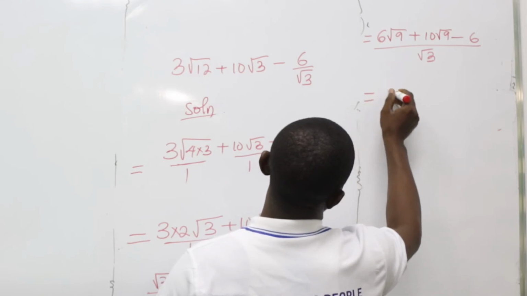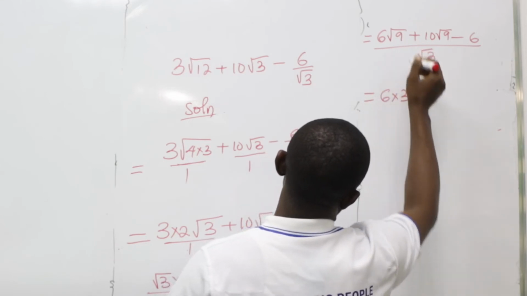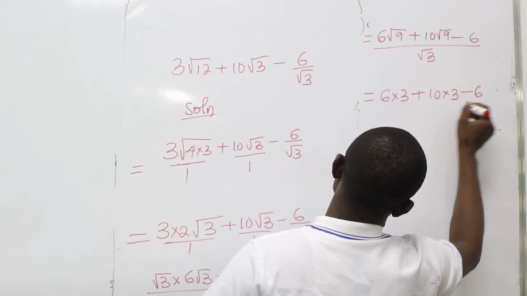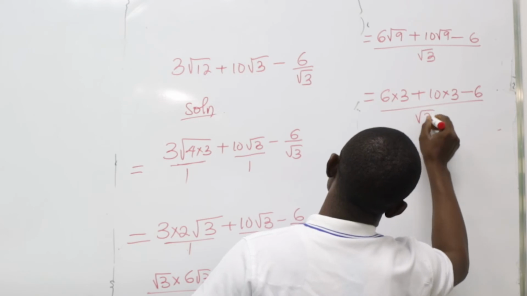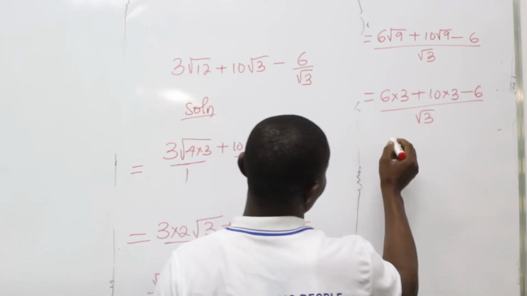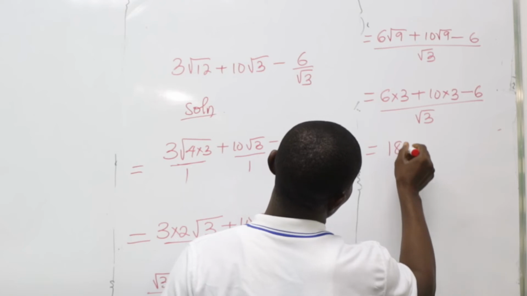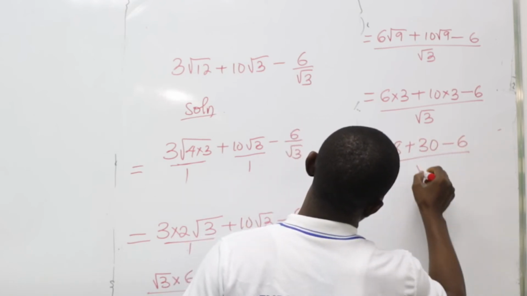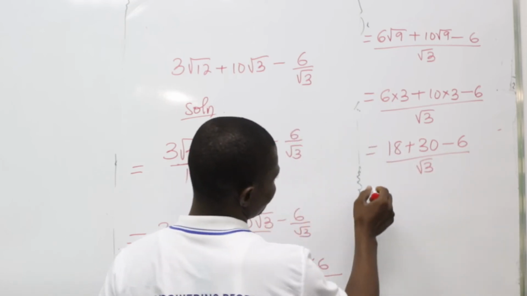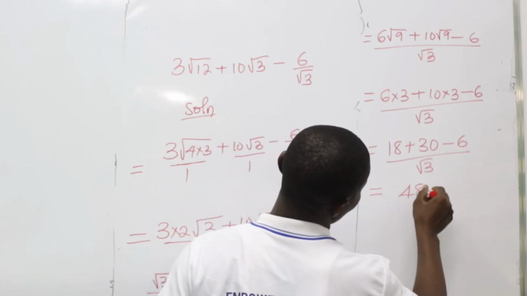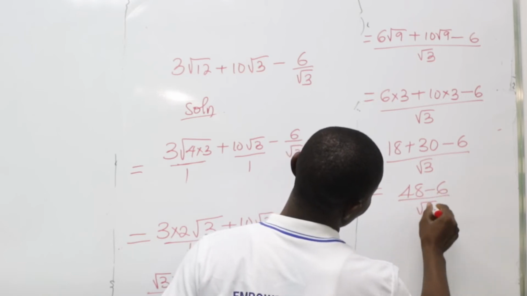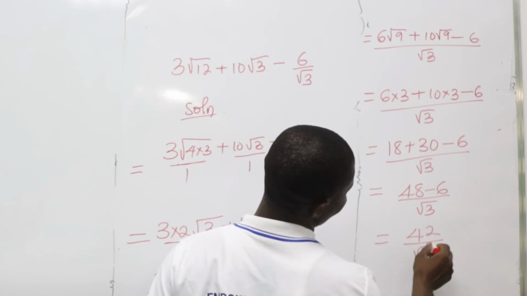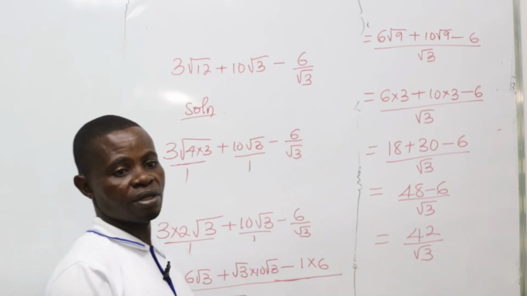This will give us 6 times 3, which is the square root of 9, plus 10 times 3, square root of 9 minus 6, divided by root 3. 6 times 3 is 18, plus 10 times 3, which is 30 minus 6, all over root 3. This will give us 48 minus 6 all over root 3 to give us 42 over root 3. You can't leave your answer this way.